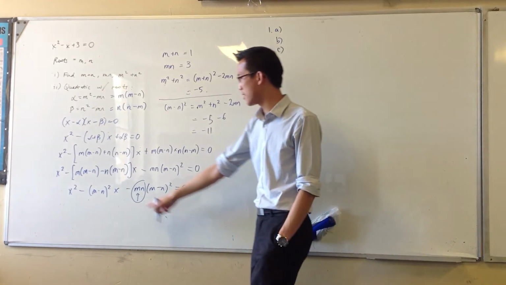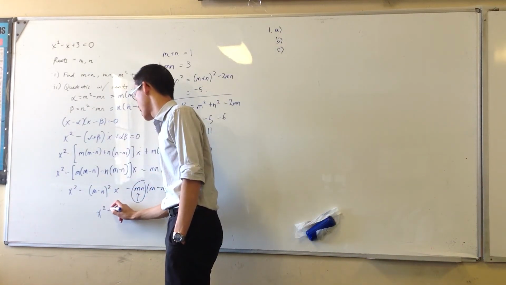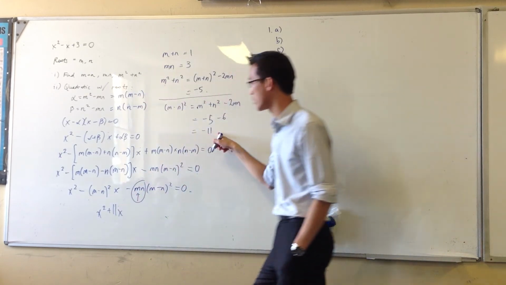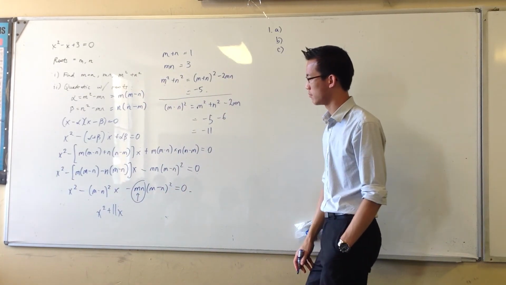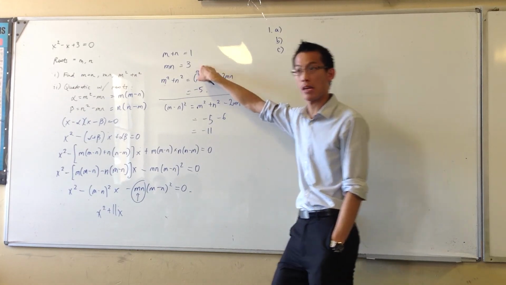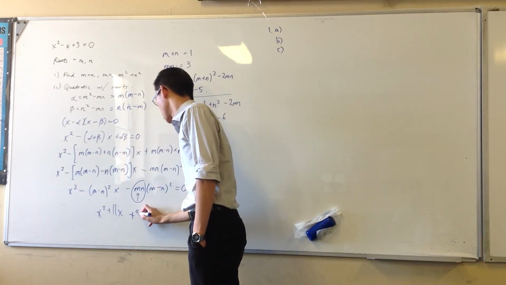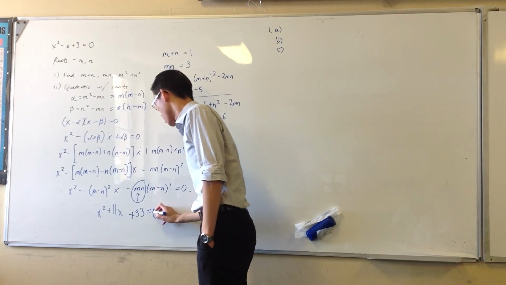Down here I can say that's going to be x squared plus 11x plus 11, yep. And then here I need to take the product. So that's going to be plus 33, yep. Ta-da.